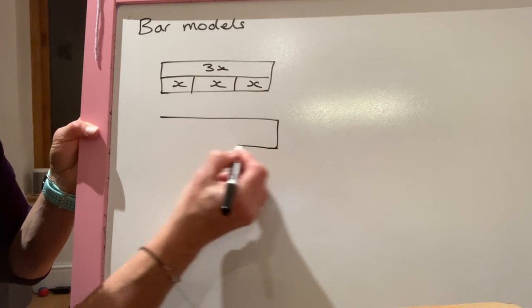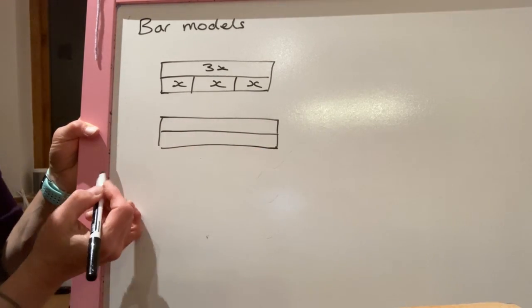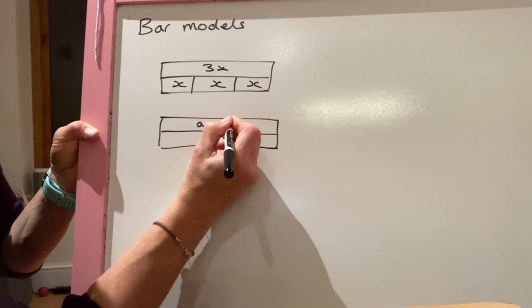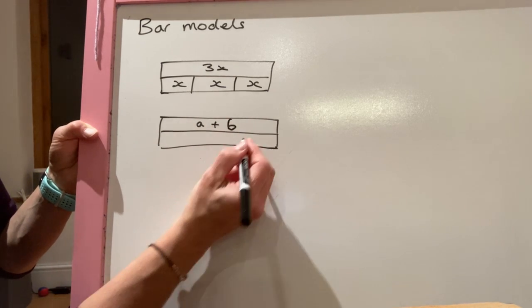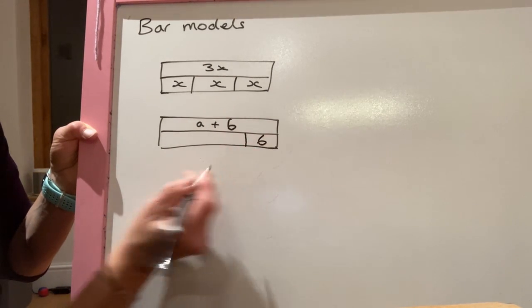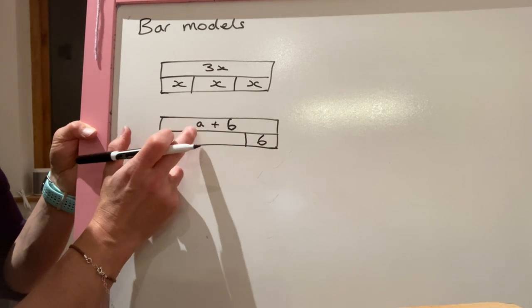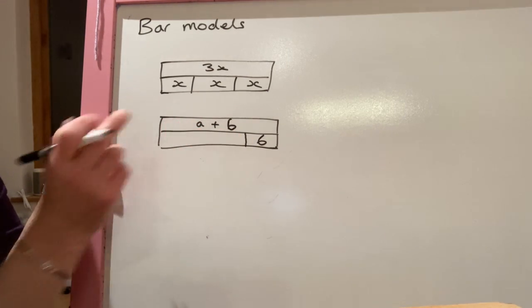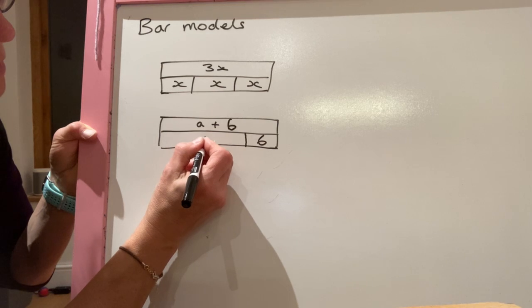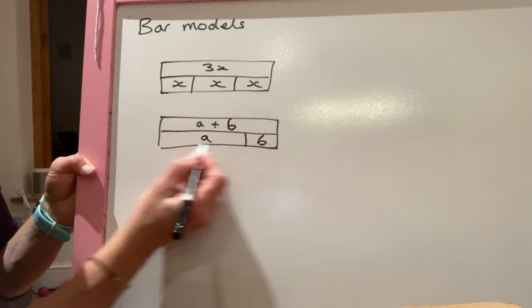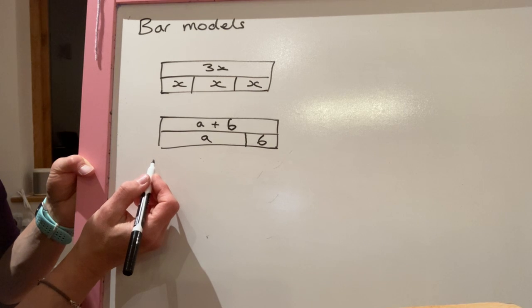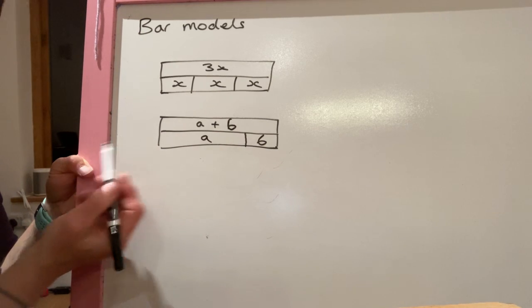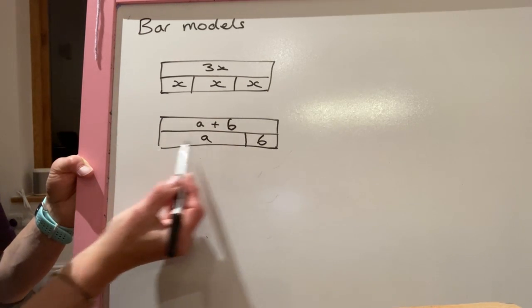Try this one. This is a bit more tricky. In this one, we know that the whole length is A plus 6. If I label that bit 6, you should be able to label this piece. And you should be able to tell me something about the size of the A compared to 6. So this must be A. Because we draw a bar model as proportionally accurate as we can, we know that A has to be around about twice the length of this piece here. So A must be around about 12.